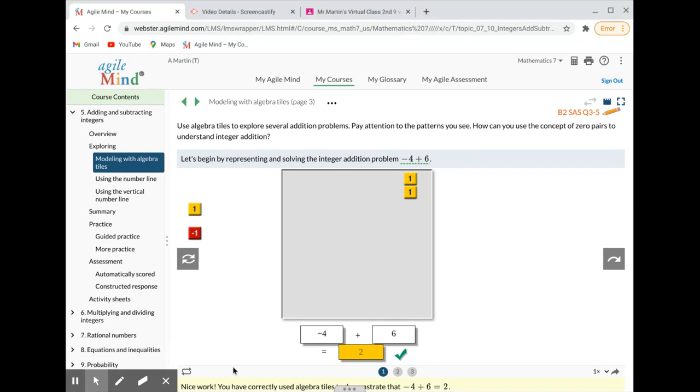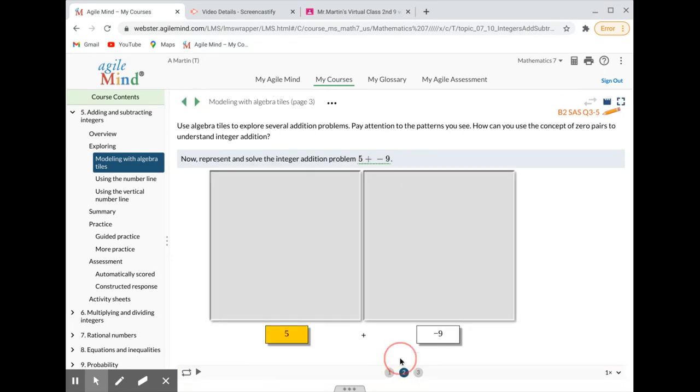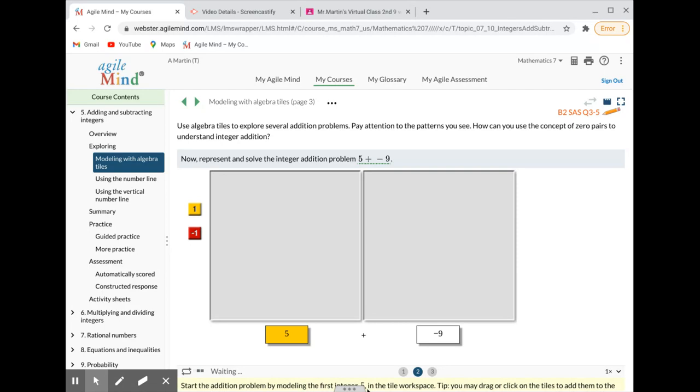All right. So it says we did nice work. It says we correctly used the algebra tiles to demonstrate that -4 plus 6 equals 2. All right. So we're going to look at this next one. We're going to get Miss Kalia to lead us. Kalia, tell us what we should do.